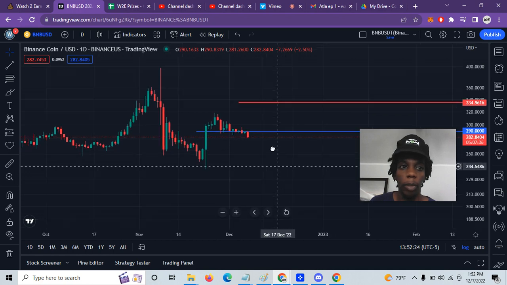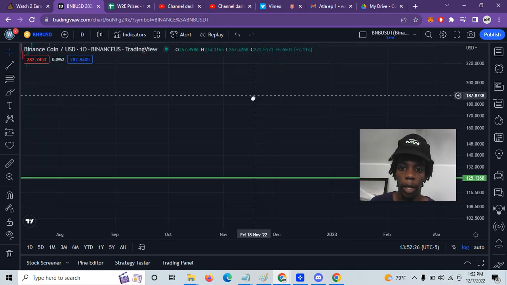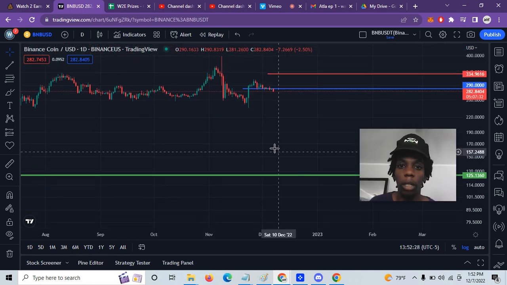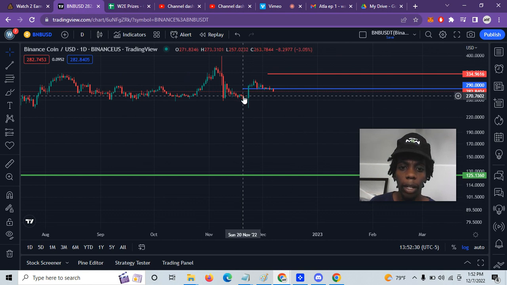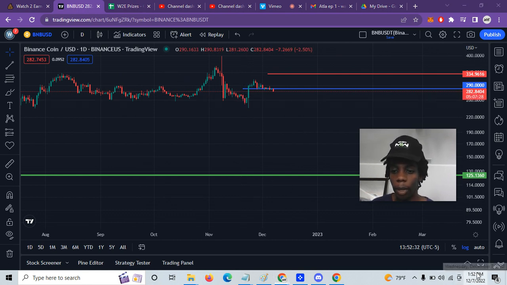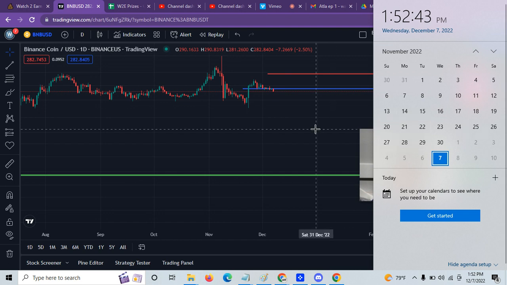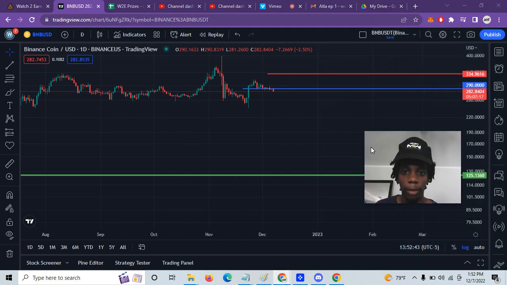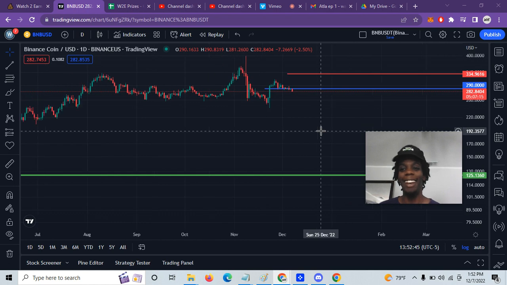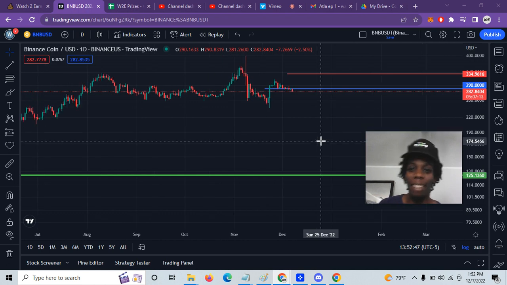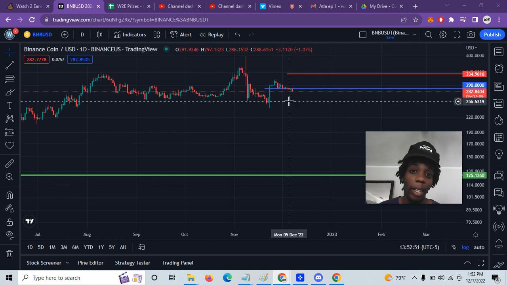So this was our short position, and we took this all the way back when? The 20th of November. Was it like 2 weeks ago? Yeah, like 16 days ago. I don't know if that's good or bad, but price is moving in our direction. So we kind of called it.